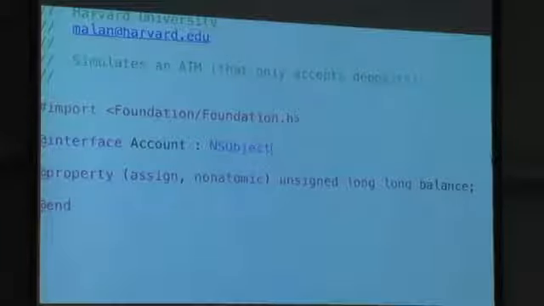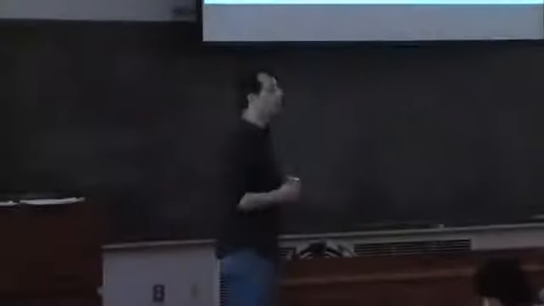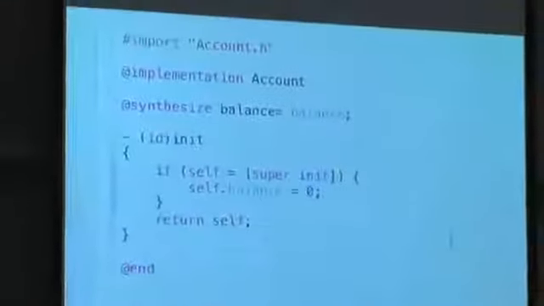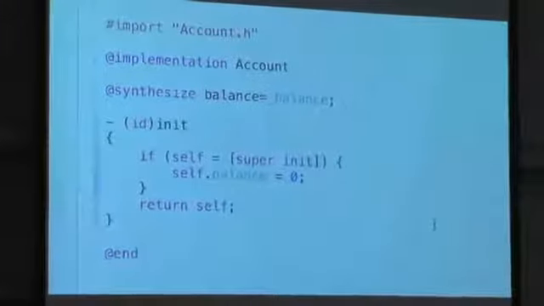Again, for now, assign we will almost always use with primitives like longs, whereas we used strong earlier with pointers. So we'll get back to that in a week or two as to why the distinction. For now, we'll use assign. So inside of account, there wasn't all that much going on. But I did have an init method. So inside of this init method, I declared that a balance by default should be 0.